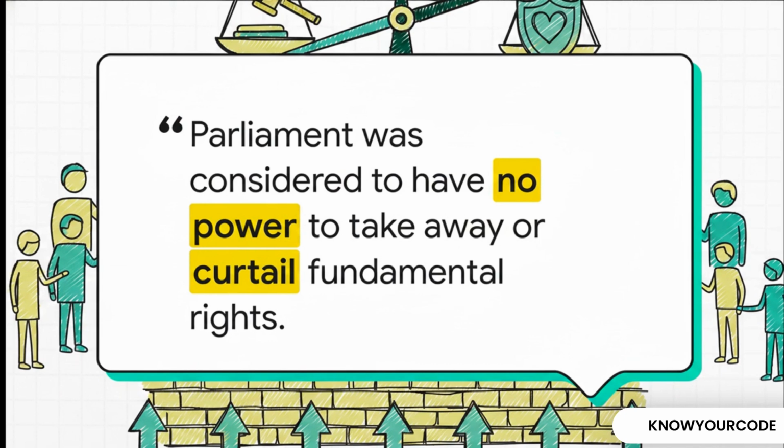But you know the Supreme Court wasn't just going to sit back, right? They pushed back hard. In the incredibly famous 1967 Golaknath case, the court basically drew a line in the sand. They ruled that Parliament simply could not touch a citizen's fundamental rights, period. Even if the government's goal was some noble state policy, those core rights were completely untouchable.